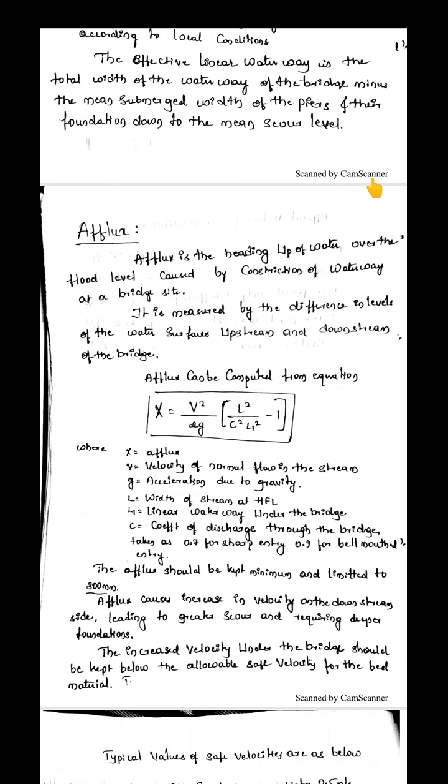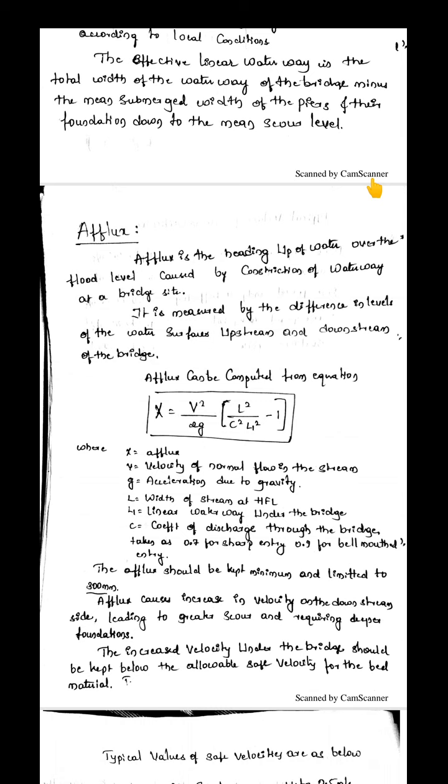If the afflux is more, the velocity becomes more. When the velocity is more, scour is directly proportional to it, so more scouring will happen and you will obtain more scour depth. To keep the scour depth as small as possible, we should keep afflux to 300 mm. What happens if the scour depth increases? One thing is we should take care of the foundation. We should go for a deep foundation, otherwise there will be damage to the bridges.